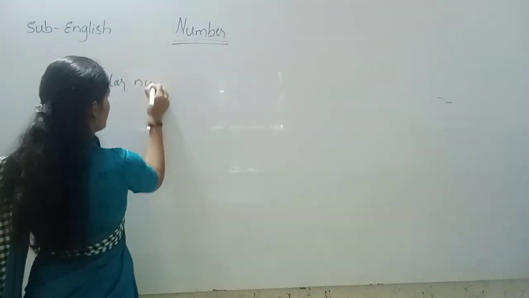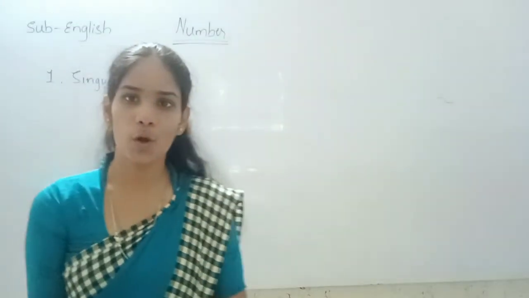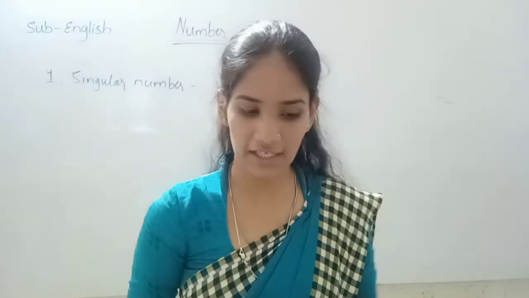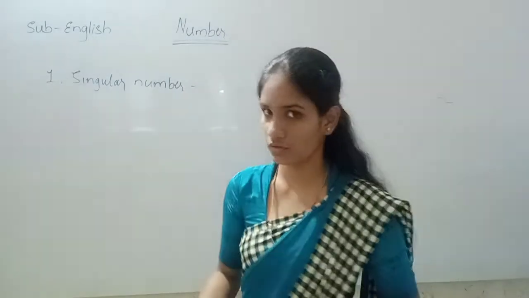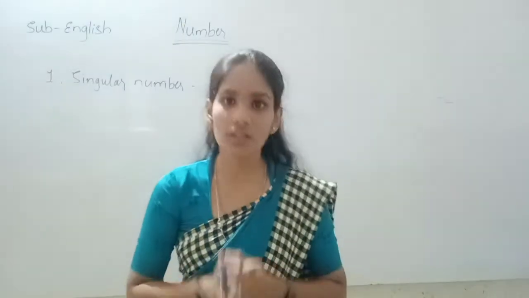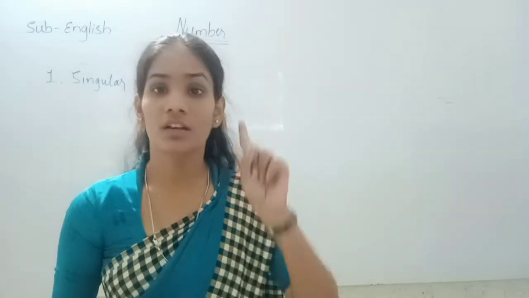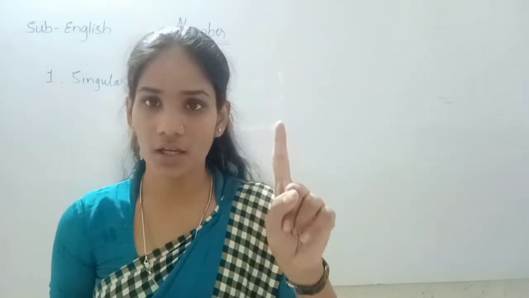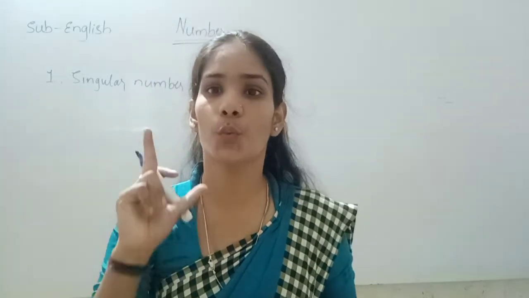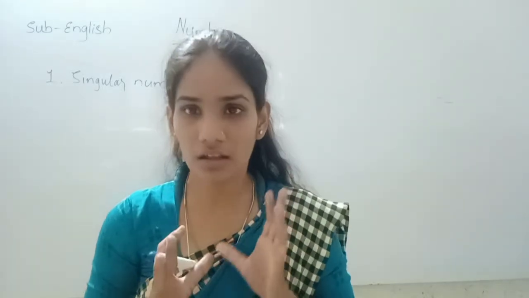Singular number. As I told you already, a noun which denotes one person or a thing. Person in the sense of one person. There should be only one, not more than one. If there is one person or one thing, then that noun is known as a singular number.